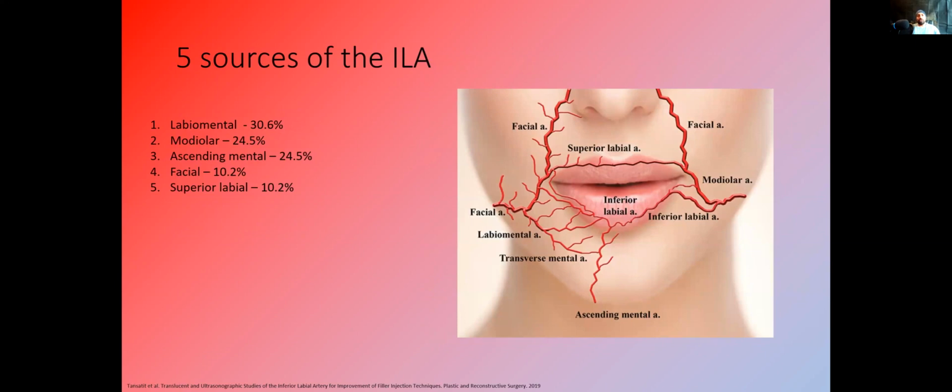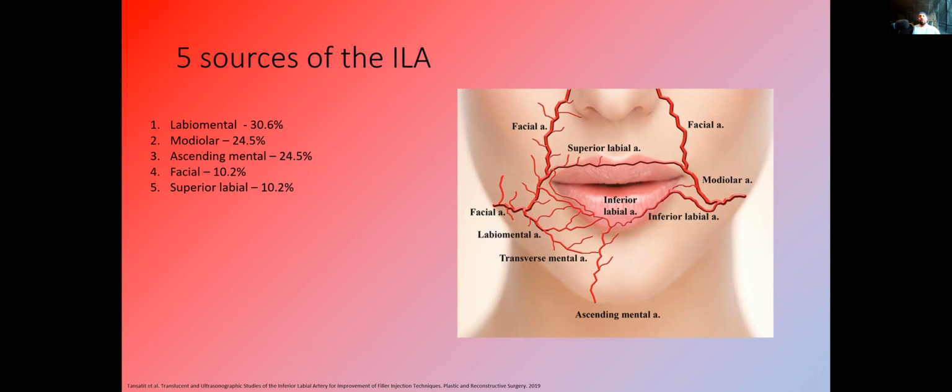Now, what are the sources of the inferior labii artery? A very good paper here by Tansatit and colleagues, just published last year in the Journal of Plastic and Reconstructive Surgery. Here they show, and I'll show you some slides afterwards with actual imaging, the 5 sources of the inferior labii artery. The first source is the labiomental artery, which you see here. You've got your facial artery, then you have your labiomental artery. That's your first source of the inferior labii artery.